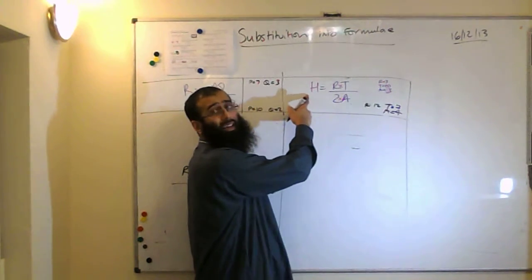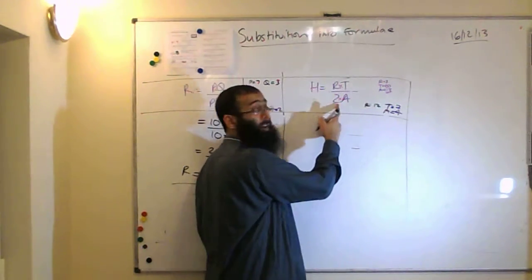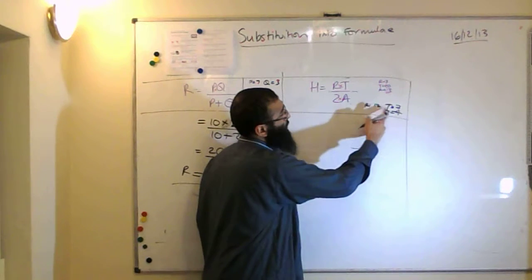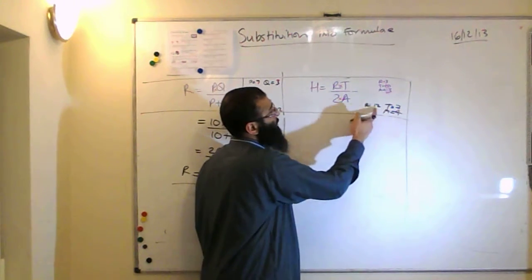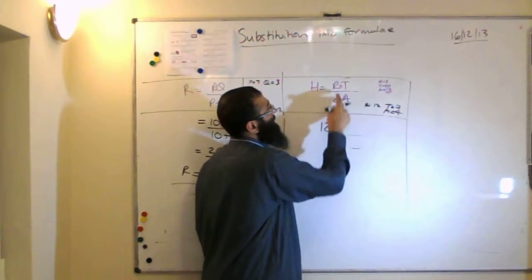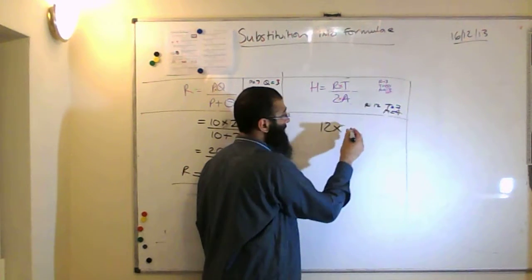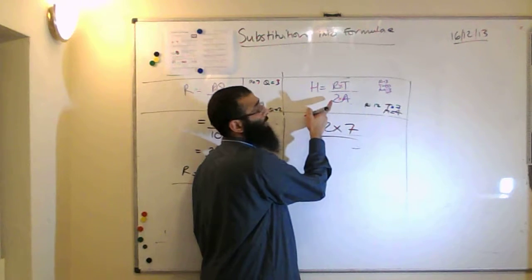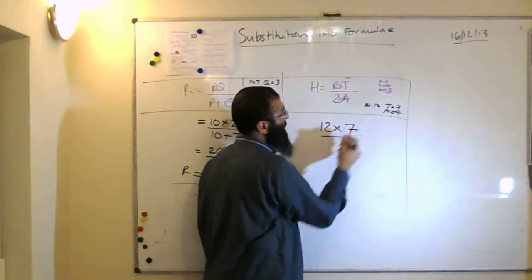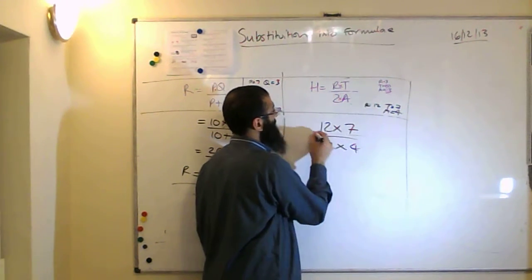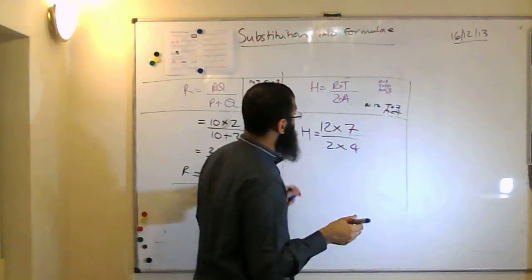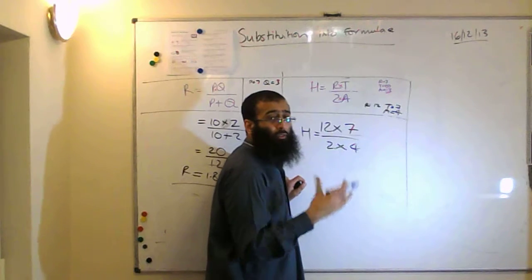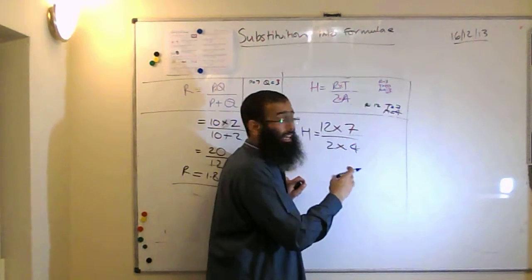So here we have the formula H is equal to R times T divided by 2A. Now we have some new values for the classwork. R is equal to 12. We times that by the T value, which is 7. We divide it by 2 times A, which is 4. That will equal H. Now, what we try to do is cancel first if we can, to reduce the size of the calculation afterwards.